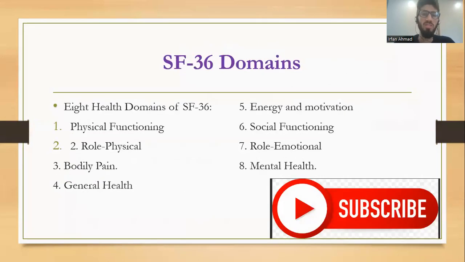Now coming to the third slide, which is about the domains. It has 8 domains. The first is physical functioning, the second is role physical, the third is body pain, the fourth is general health, the fifth is energy and motivation, the sixth is social functioning, the seventh is role emotional, and the last one is mental health. These are the 8 components. You have to keep them in mind.